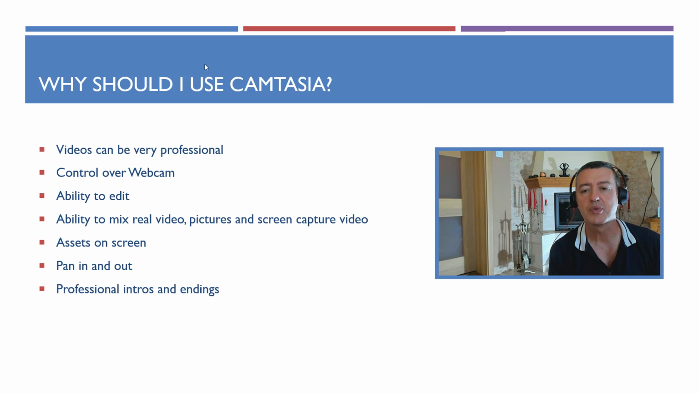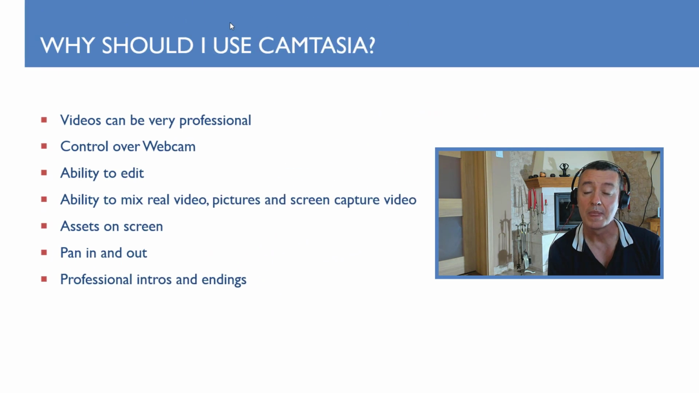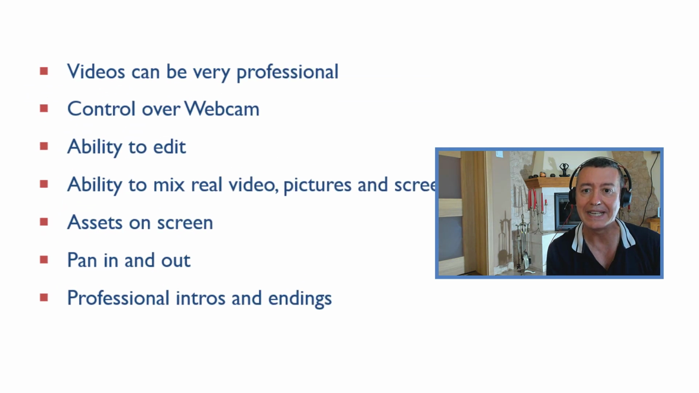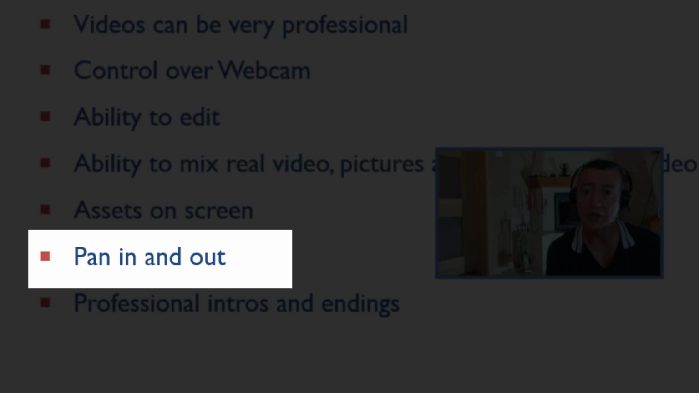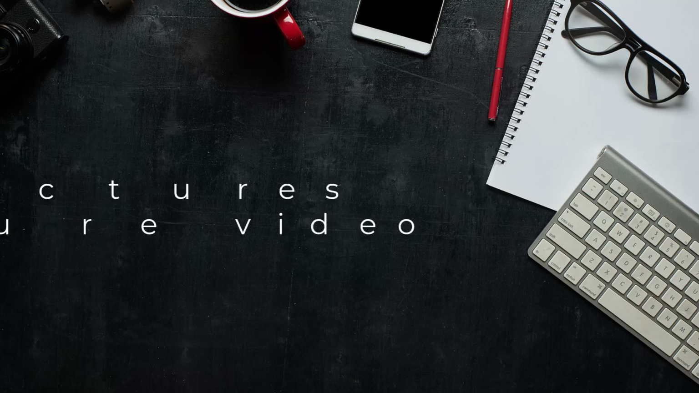One of the most useful things about Camtasia is that we can pan in and pan out. But not only that, we can combine the pan with other tools, other assets. So we can pan in and then focus on something, or pan in and draw around something. So this can be really powerful because it means we can really focus the attention of the people watching the video.